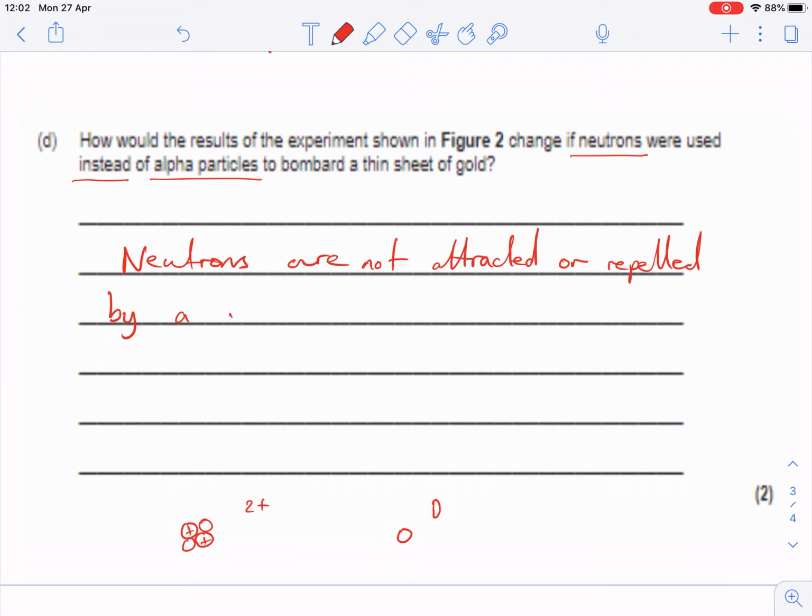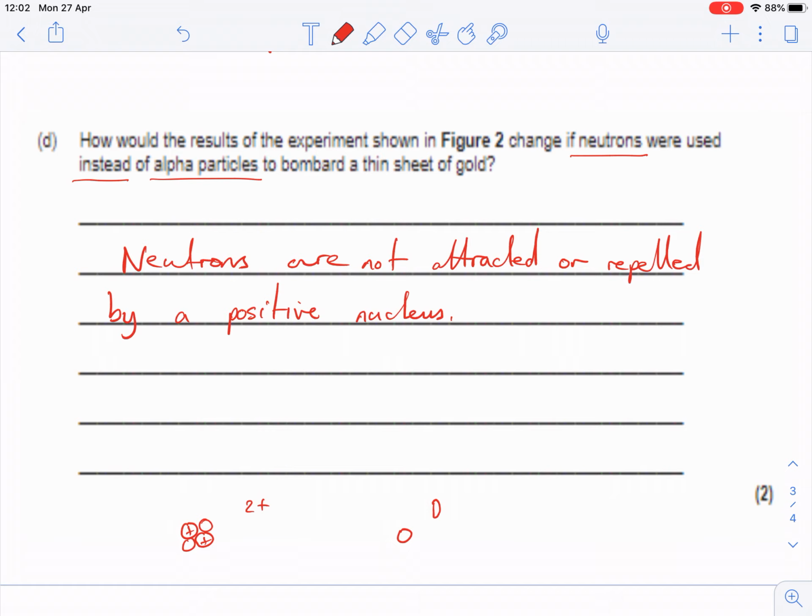by a positive nucleus. Remember, in that experiment, we found out that the nucleus was positive, and we found that out because the alpha particle went towards it and then repelled away. So that allowed us to know, because the alpha particle was positive, that the nucleus would have to be positive as well. If we used the neutron, which is neutral, no charge, we would never have found that out, because it would have passed straight through.